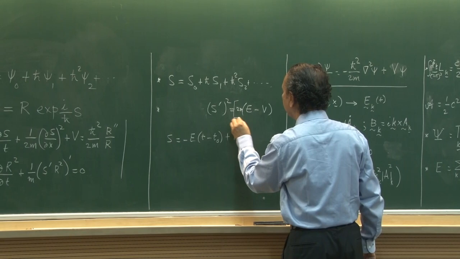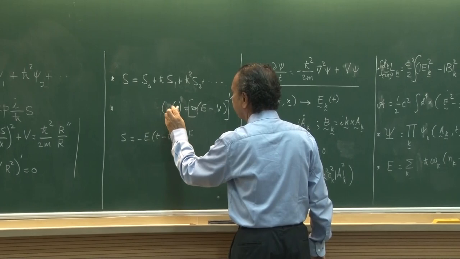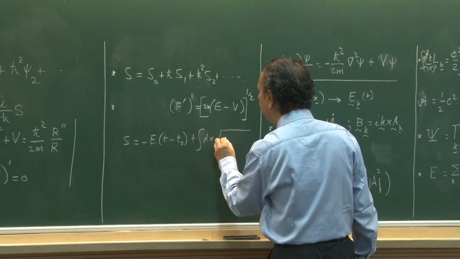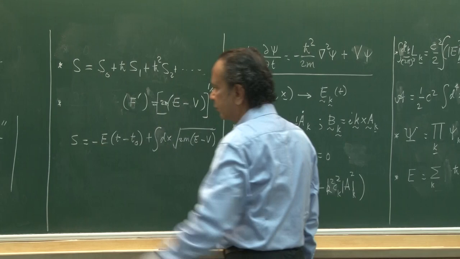So you get this S prime, and S is just an integral of this. So this is F prime, of course. The other term doesn't contribute. So your S is going to be the indefinite integral over dx of the square root of 2m into (E minus V). Good. So this is S naught. I won't keep putting the label, but this is the zeroth order solution.